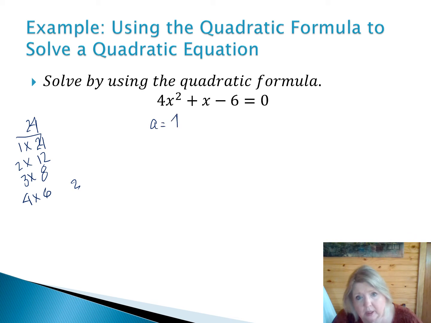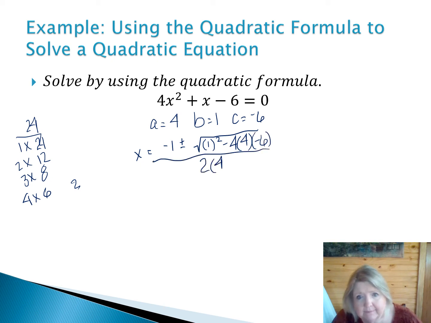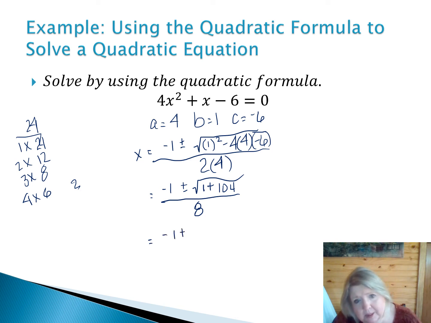A is 4, B is 1, C is -6. So X equals opposite B plus or minus square root B squared minus 4AC all over 2A. Okay, I'm ready now to just do a little arithmetic. So that's -1 plus or minus square root of 1. 2 negatives make a positive. 6 times 4 is 24 times 4. That's 80 and 24. That's 104 over 8. So that's -1 plus or minus square root of 105 over 8.